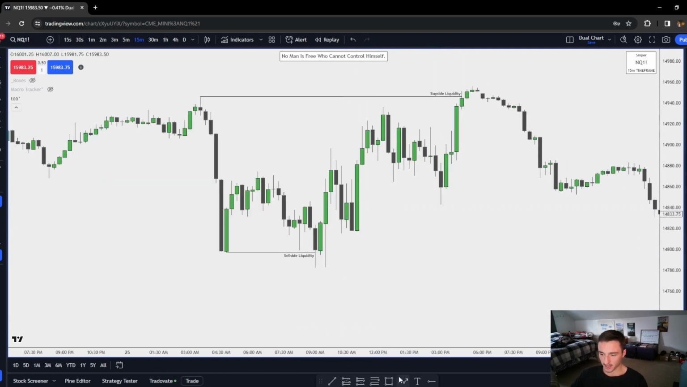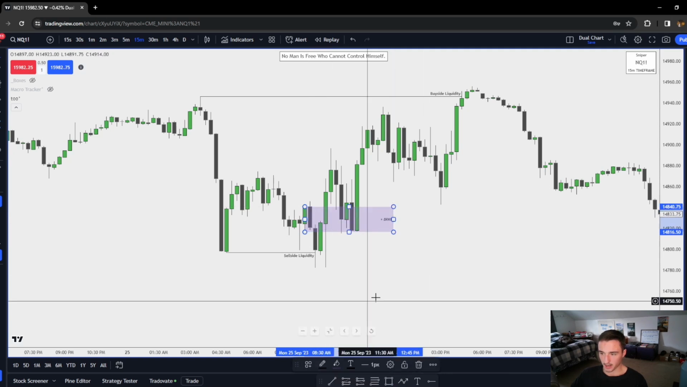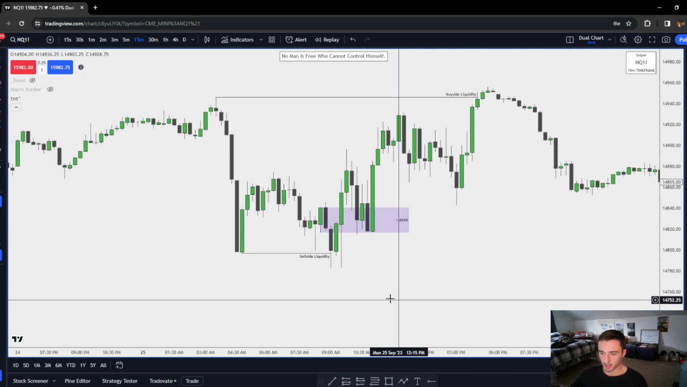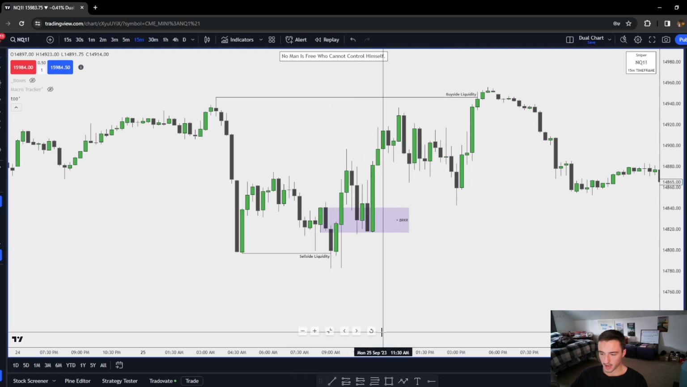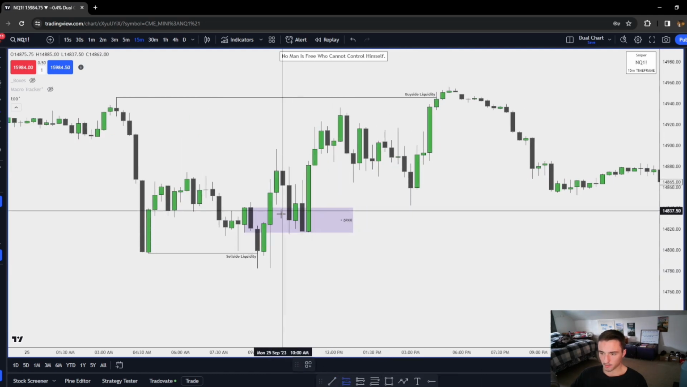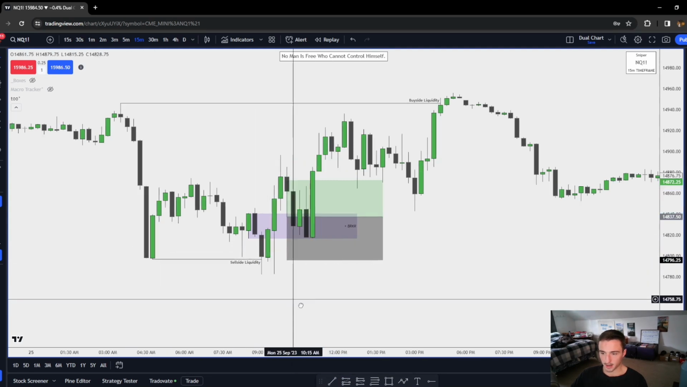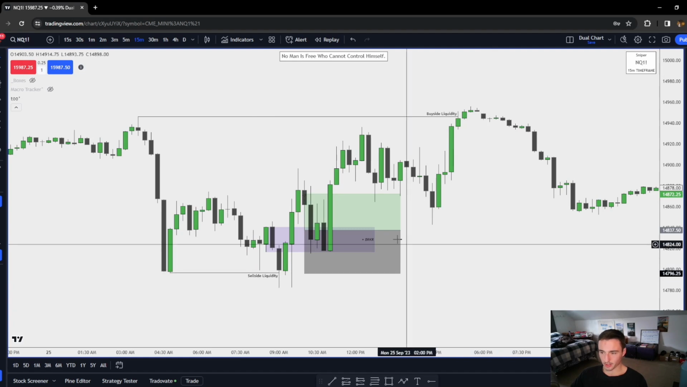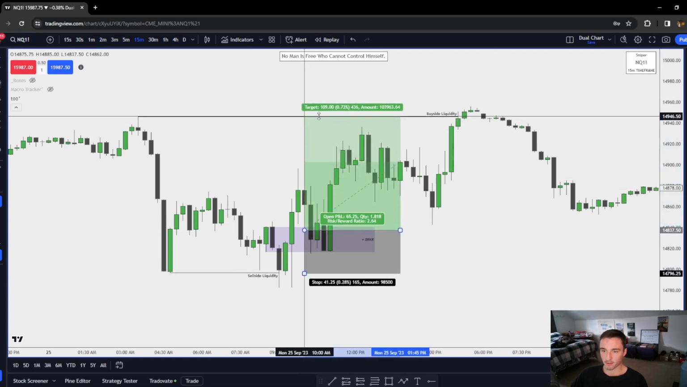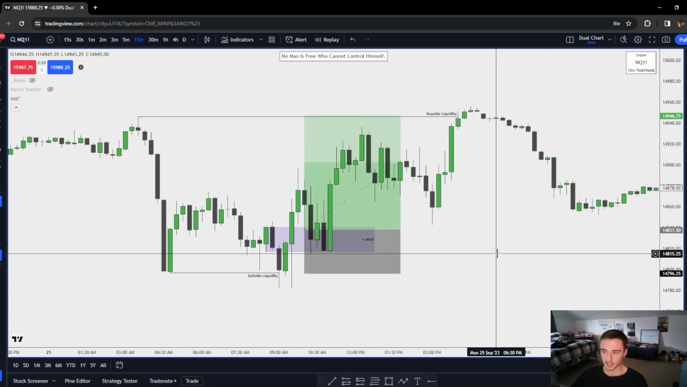So we have a high right here. This is our breaker block. So we have a plus breaker with a fair value gap. So price should not, I'd probably have my stop down below this low over here, not below this low because they're so close, so it doesn't really matter. And then we have highs up here acting as buy side.